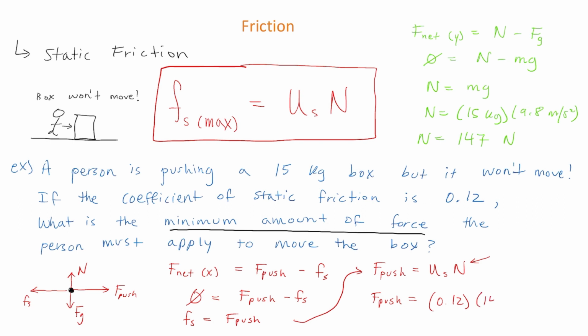Now that we know the normal force, we can plug it into our equation, and we find that the pushing force is equal to about 17.6 newtons. And that's the minimum amount of force that the person must apply in order to move the box.